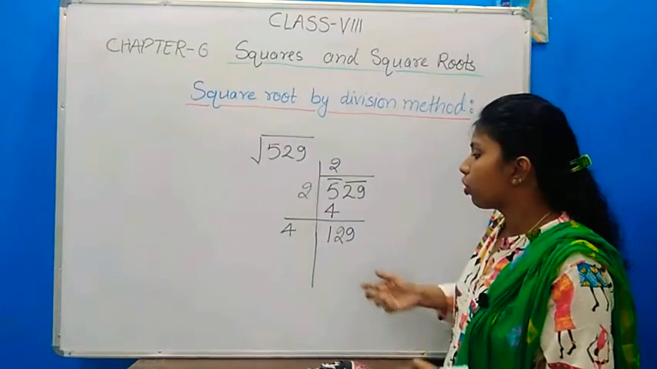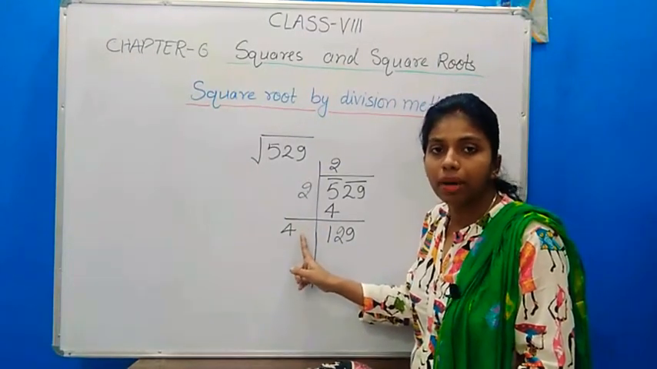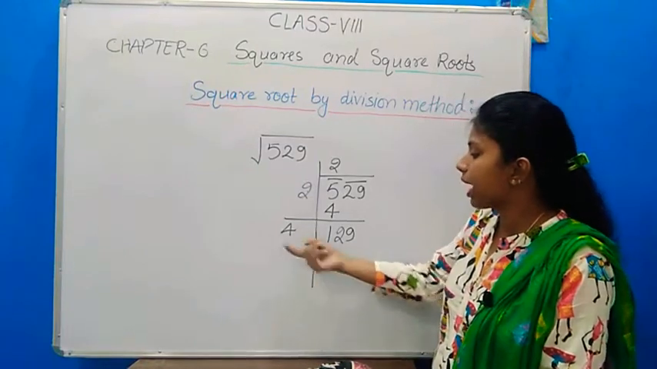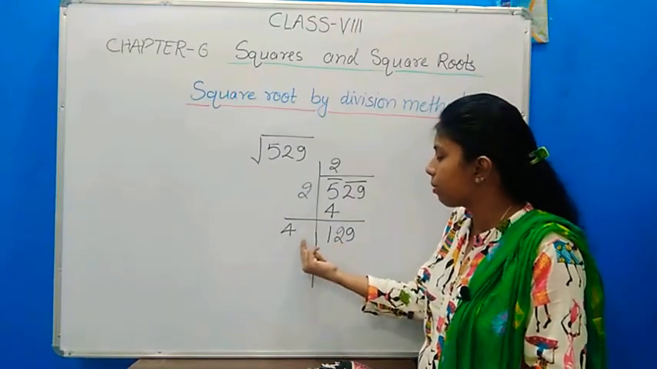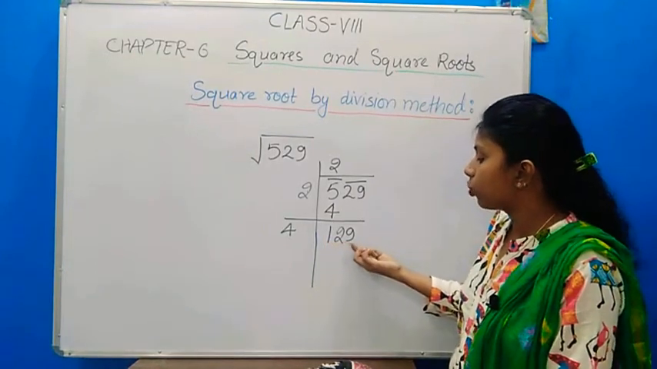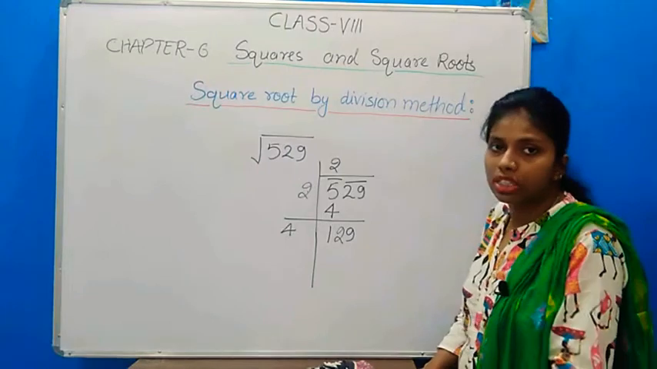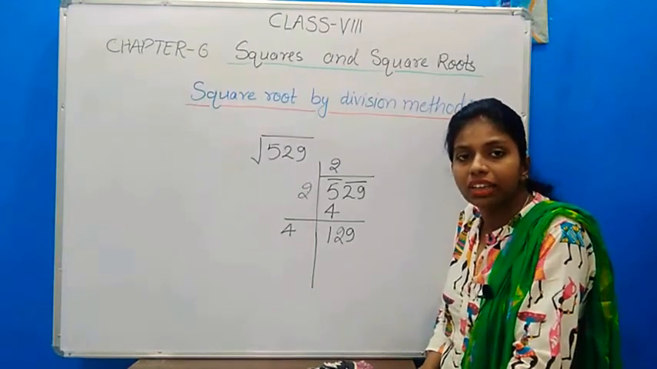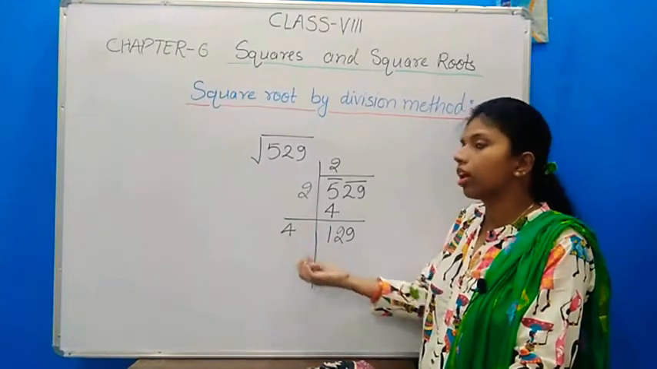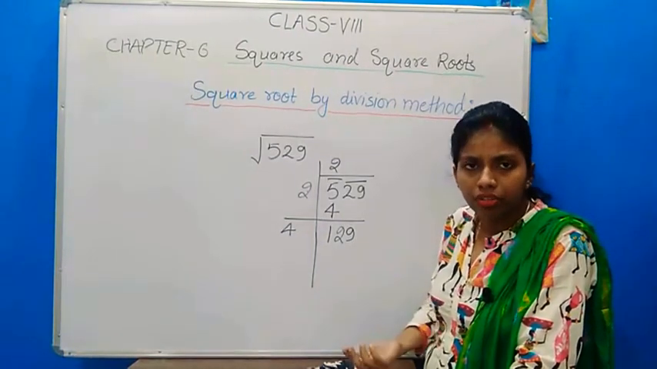Now again we want to take a number here, so that if we multiply this whole number by that number, we get equal to 129 or less than 129. So what is the method? We can check one by one. First we take 1, then 2, then 3, then 4, like this.